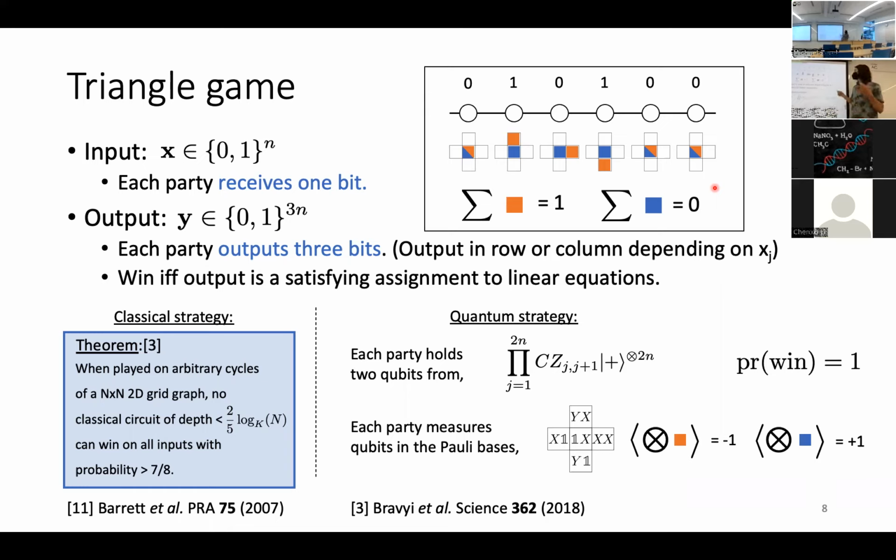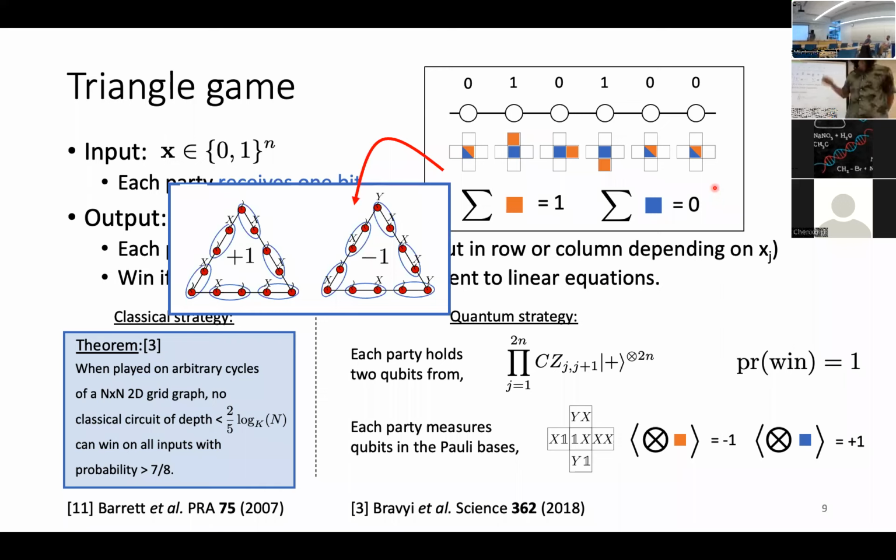And now if I just replace all of these linear equations with operator equations in terms of eigenvalue equations to try and estimate the expectation values of these global Pauli observables, what we see is that the constraints that define the win conditions of the game are always satisfied. So really, it is there. Each party now holds 2 consecutive qubits. Yes, exactly.